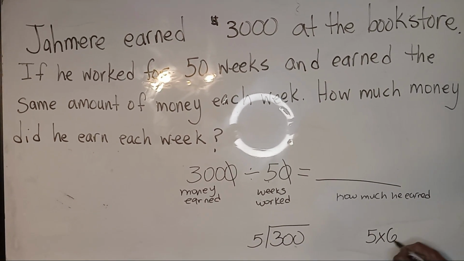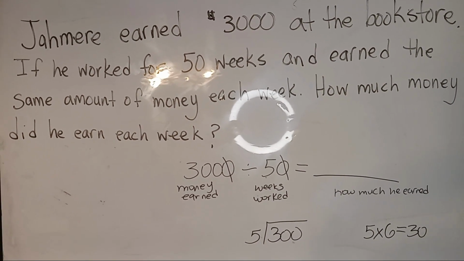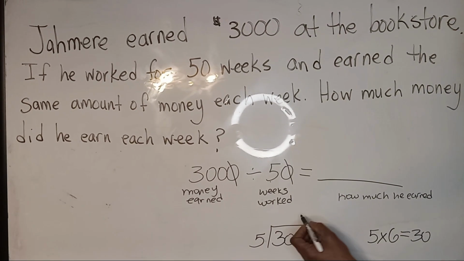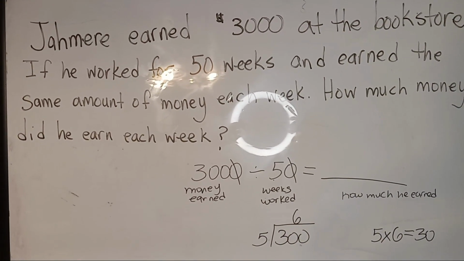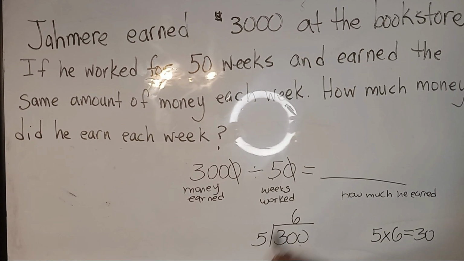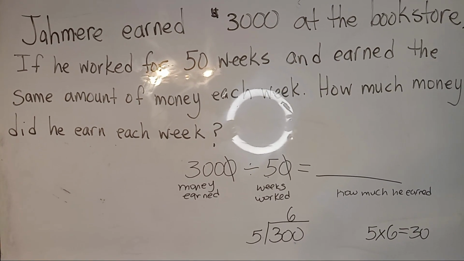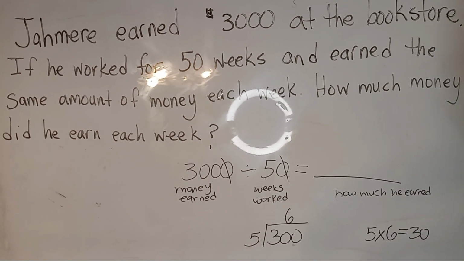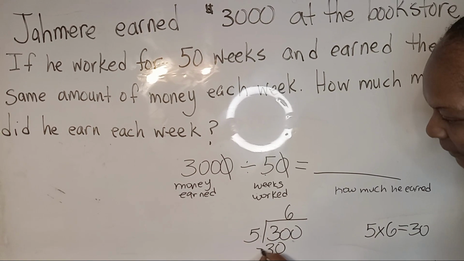So 5 times 6 is going to get you to 30. All right? So we're going to put our 6 up here. And then we got to do what? The multiplication, correct? 5 times 6 equals 30. So we put that 30 right up underneath there.